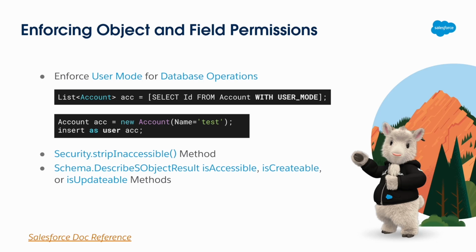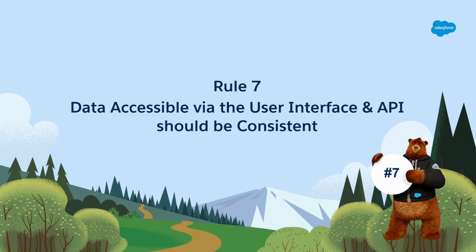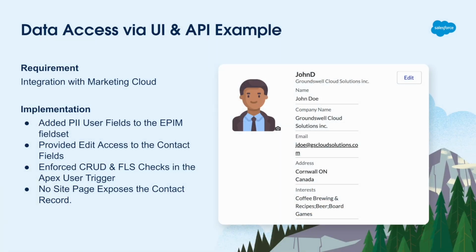And that brings us to the next rule. Rule number 7 states: data accessible via the user interface and API should be consistent. Let's look at another example so you can understand this a little bit.